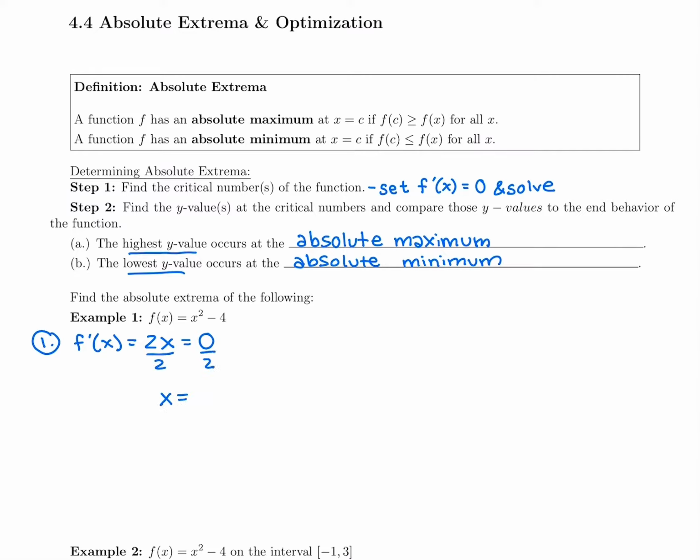Or you might already know 2 times something has to equal 0, that something must be 0. So there's our critical number. And now we want to compare it to our endpoints. Well, the downside is we're not given an interval of interest. We're not told what interval we are on exactly. So instead of being able to just compare y values of our critical number to our endpoints, we need to actually make a sign chart and figure out what the end behavior is since we aren't given endpoints. So ideally, our second step, we do not have to make a sign chart unless we are missing one or more of our endpoints.